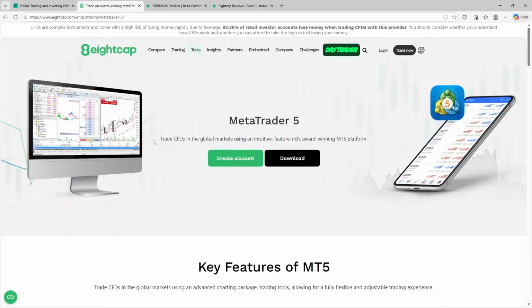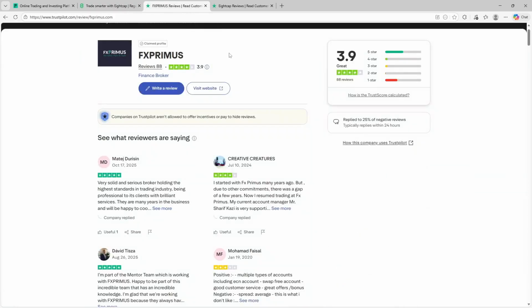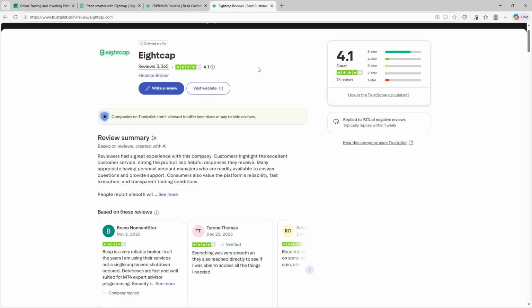execution settings. In terms of user feedback, FXPrismus currently holds a Trustpilot rating of 3.9 out of 5, with customer comments frequently highlighting professionalism, long operational history, responsive account managers, and solid execution quality. Eightcap holds a Trustpilot rating of 4.1 out of 5, with frequent praise for fast execution, reliable platforms, and helpful support, alongside occasional comments about market availability and suitability for beginners.